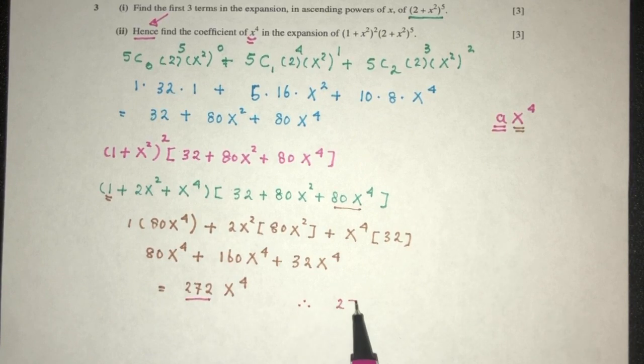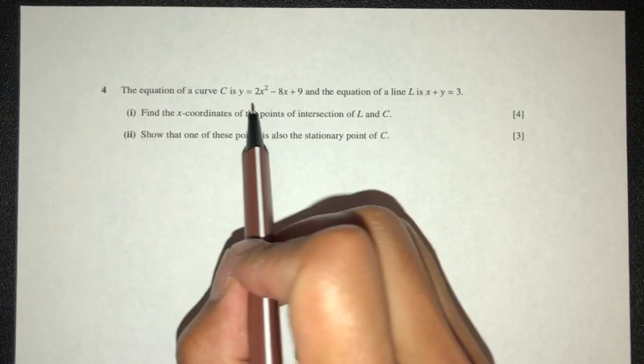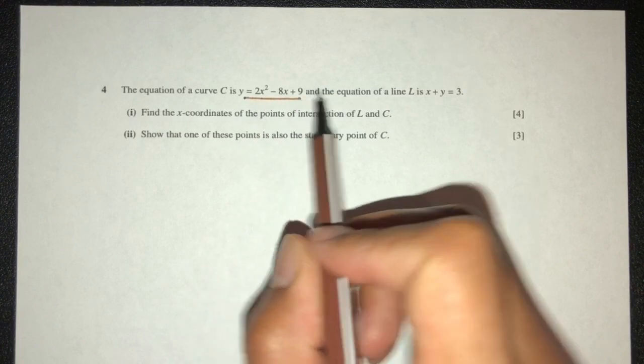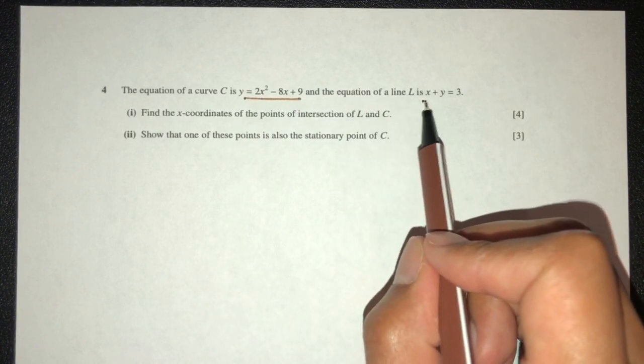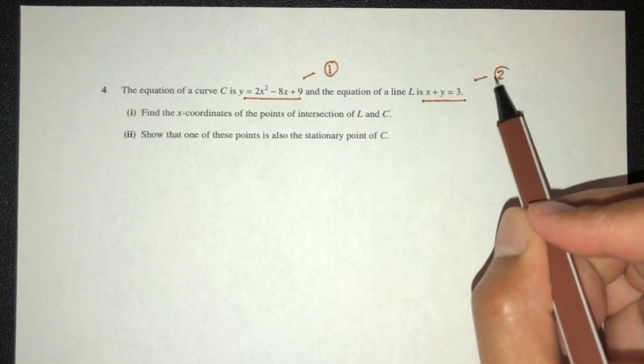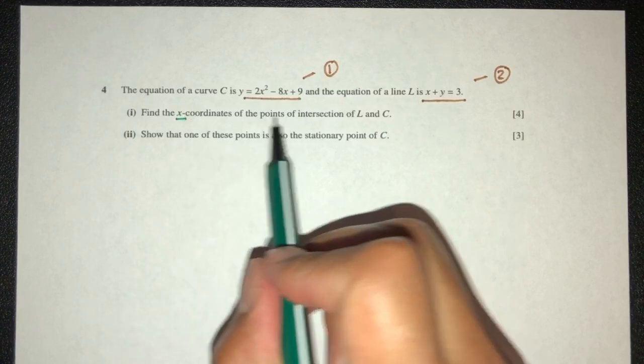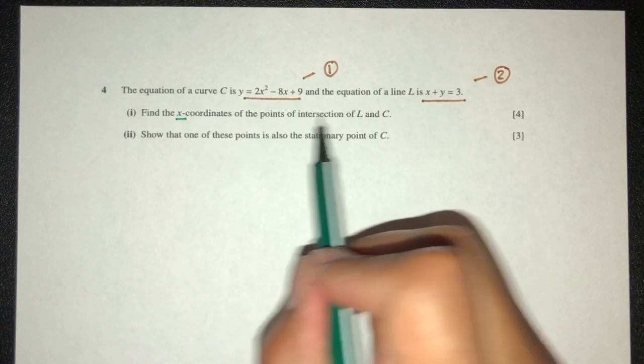That will be 272 as your answer for this question. Let's move on to the next question. The equation of the curve C is given to you by this, and the equation of the line L is given to you by this. Equation number 1, equation number 2. Right. Now, part 1, find the x value of the points of intersection of L and C.